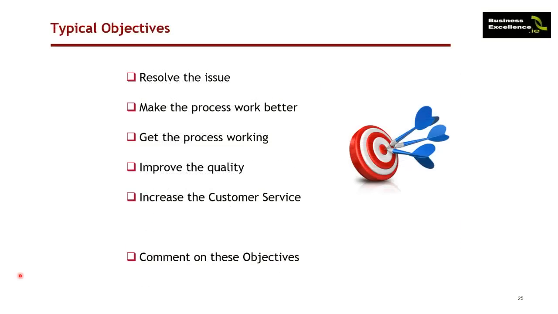If you look at some of these typical objectives that people are asked to achieve on a regular basis: resolve the issue, make the process work better, get the process working, improve the quality, improve the customer service. All of these at first glance seem like reasonable things, but one thing that is fundamentally missing in all of these objectives is a measurement. So currently, what's actually happening and where do you want to be? And when we talk about things like process and get it working or improve the quality, what exactly do we mean? So what's actually missing here is more specific detail.